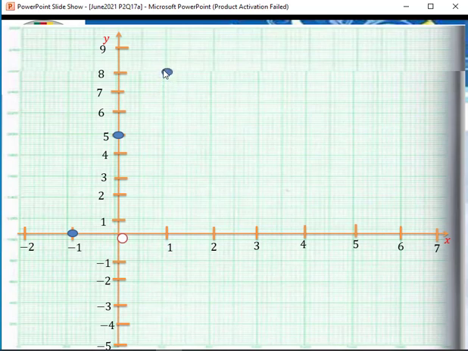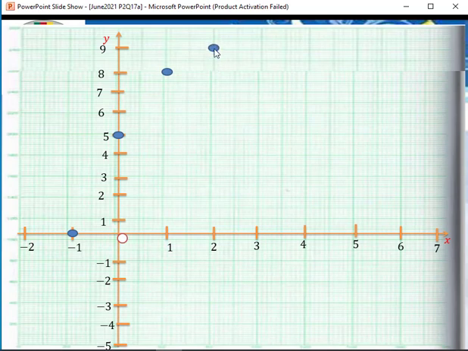So when x is 2, y is 9. So where is the x-axis? X is 2, y is 9. We move. Where is 9? 9 and x, when x is 2, they meet here. So our next point will be there.